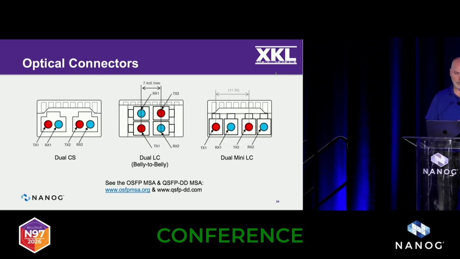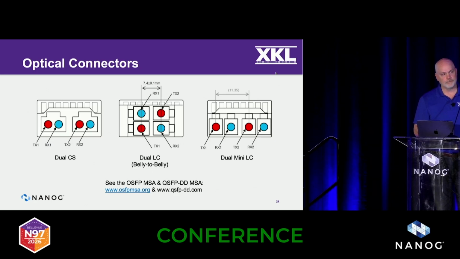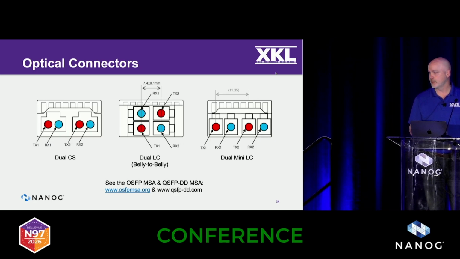Now we have a CS, which is a compact small form factor. We have the dual LC, when they turn the LC sideways. You got a mini LC. And this is just to name a few. So you can see if your tech is sitting there holding this cable and he's looking at a transceiver with a dual CS, those LCs just aren't going to plug in there. So you need to understand what you're buying before you send your tech out to go plug something in.